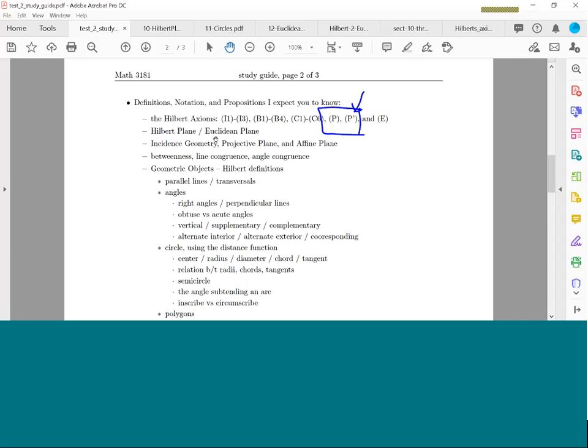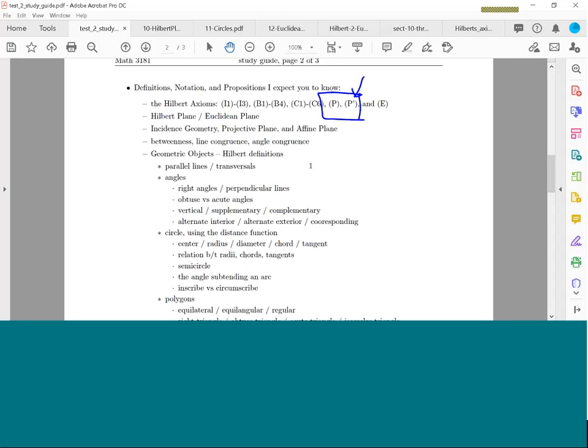Definitions: Hilbert plane versus Euclidean plane. We're going to give the definition of Euclidean plane tonight. This is for your finite geometries: incidence, projective plane, affine plane. Technically, you don't have to be a finite geometry, but that's where we talked about it. The notion of betweenness, line segment congruence, and angle congruence, the properties attached to them can be general, but specifically how they're defined comes once you get into the models.